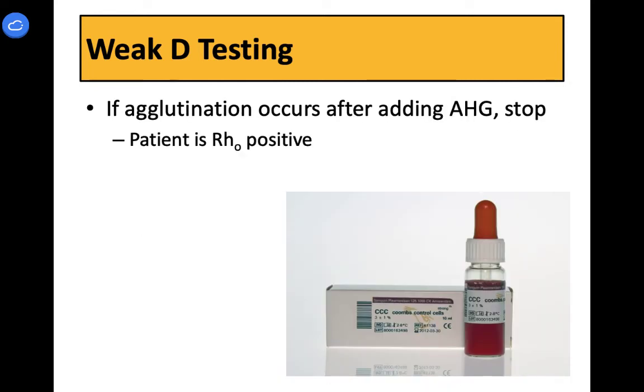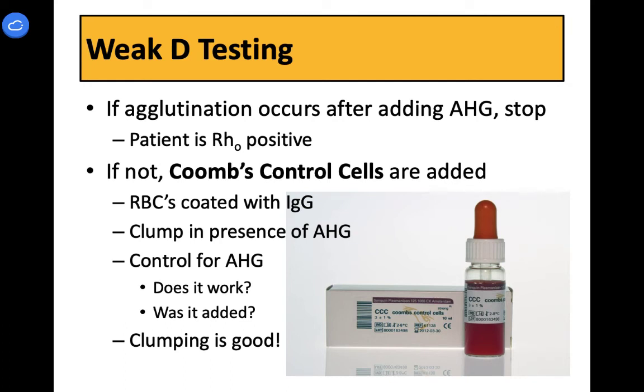If you do this step and you see clumping after you add your Coombs reagent or AHG, they're the same thing, you can stop. This means that our patient had that weak D form, they truly are Rh positive, we're done. However, if they are negative after we add the AHG, we have to confirm this. Again, it's always confirmation when it comes to blood typing. Gotta be safe, gotta be right.